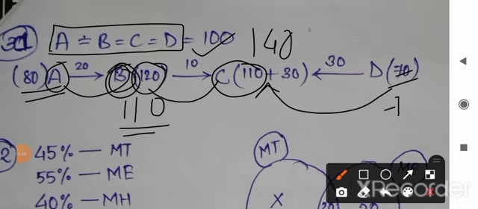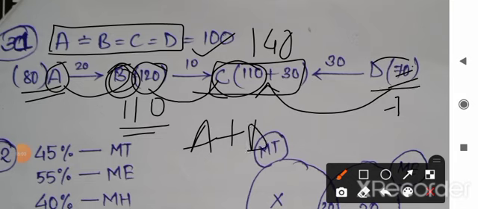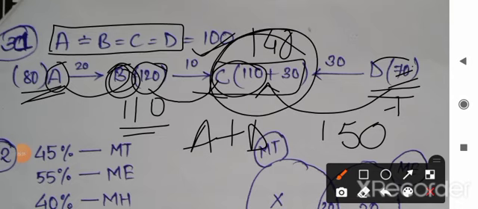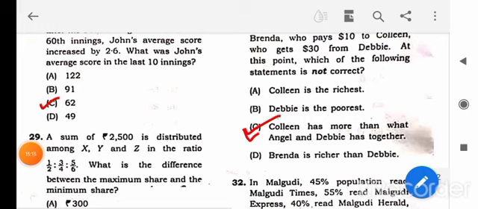So option C will not be correct because what was the statement? C has more than what A and D have together. How much is A plus D? 70 plus 80, 150. And how much does C have? 140. So this statement is incorrect, that C has more than what A and D have together, because A and D together have 150 and C only has 140. So if it is asked, no.